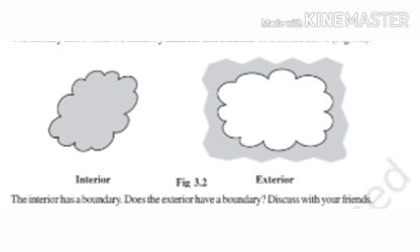Next is interior and exterior of a closed curve. The inside portion of a curve is called its interior and the outside portion of the curve is called its exterior. Interior has a boundary and exterior has no boundary.